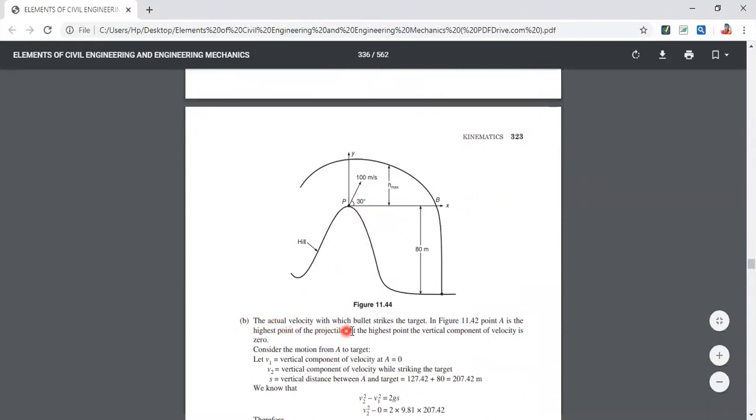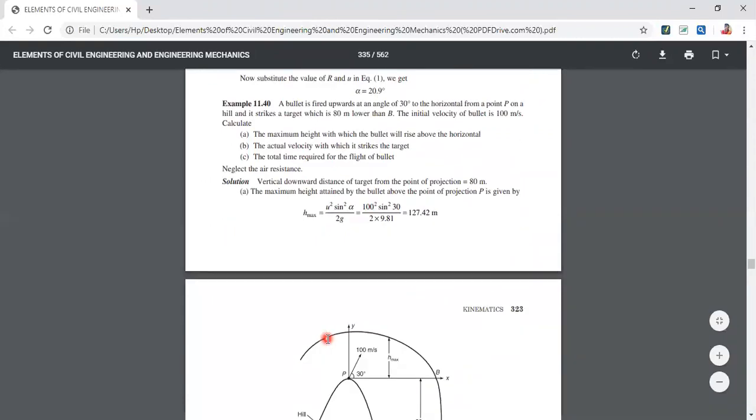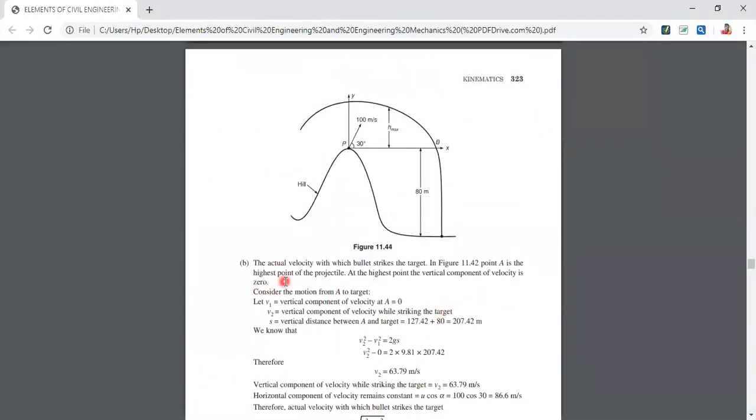The actual velocity with which the bullet strikes the target: from the figure, point A is the highest point, and at the highest point of the projectile the vertical velocity is 0. Consider the motion from A to the target. V1, the vertical component of the velocity at A, is equal to 0.